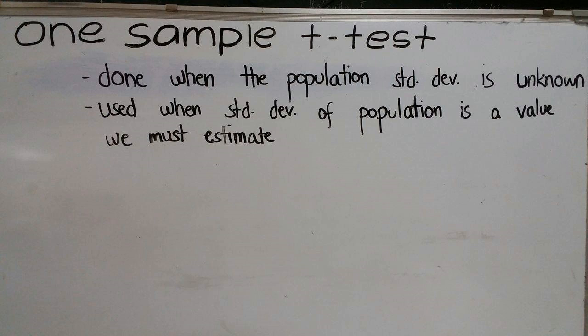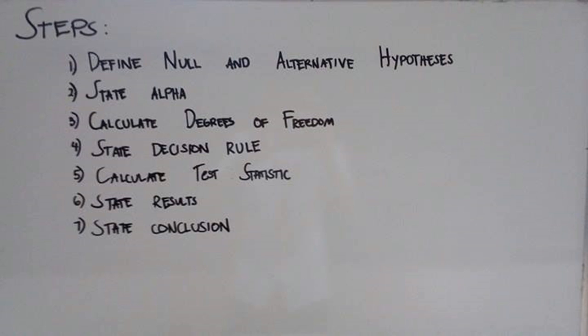One sample t-test is done when the population standard deviation is unknown. It is used when the standard deviation of the population is a value we must estimate. Steps in solving one sample t-test.